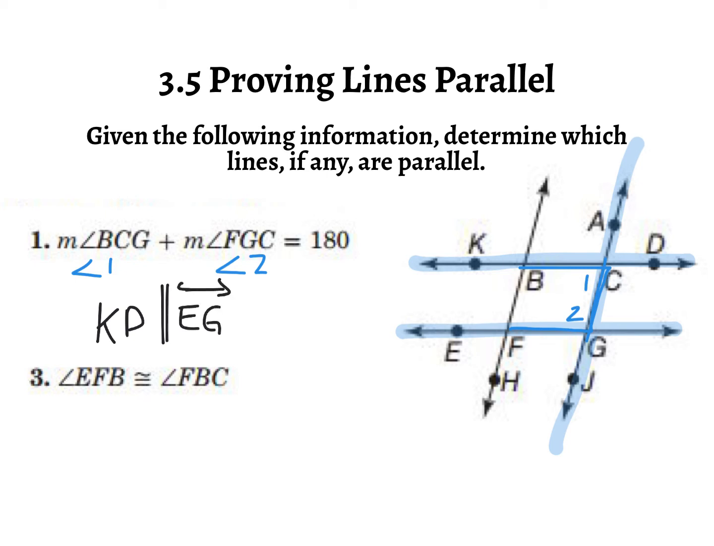And I'm going to draw my symbols above it. Since 1 touches this line and 2 touches this line, then those two must be parallel. And I ignore the other lines that are there. Let's try the next example.